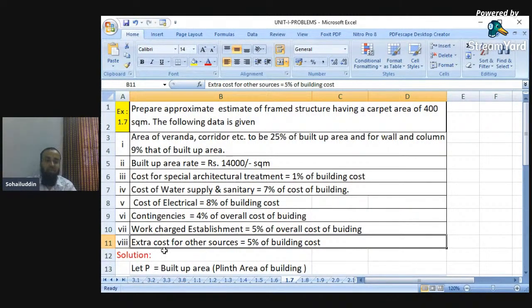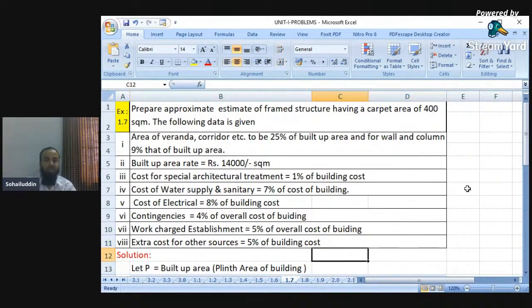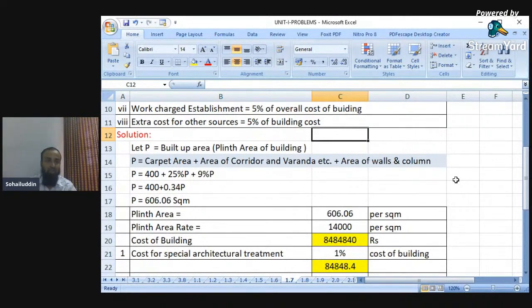In this way, this data is given, and from this data we have to again find out, by the plinth area method, the cost of the building required for the area of 400 square meters. You will see the plinth area will include the different heads. First head: let us assume capital P as the built up area or plinth area of the building. Let us assume it as X or P. These are just notations.